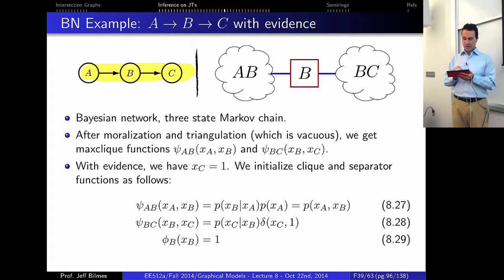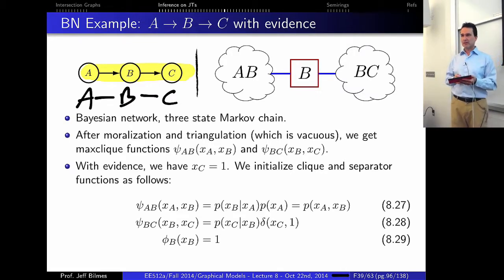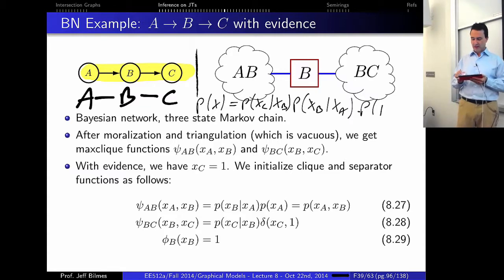This Markov chain happens to be equal in family to A, B, C. It's the same family of probability distributions, except that in a Bayesian network we have conditional locally normalized distributions at each factor. So we have, for example, probability of C given B times the probability of B given A times the probability of A. Let me write that down. P of x is equal to the probability of xc given xb times the probability of xb given xa times the probability of xa. So these are the three factors that we've got to deal with.